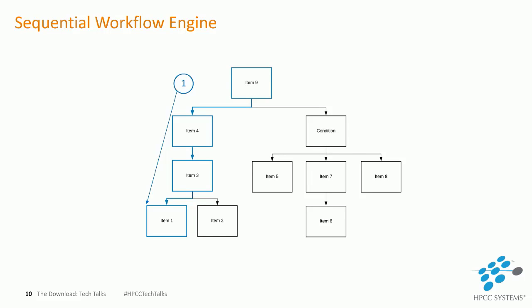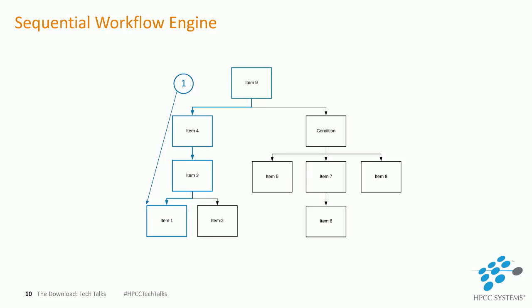One part of the agent is the workflow engine, and its role is to traverse the workflow to perform the items and therefore the activities in the correct order. The existing system uses a sequential workflow engine, which takes the items one at a time. In this example, you see that it starts at item 9, which is called the parent item, and that's because it's the item that will execute last.